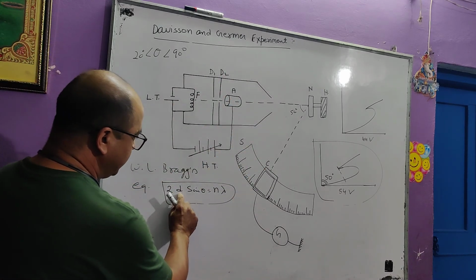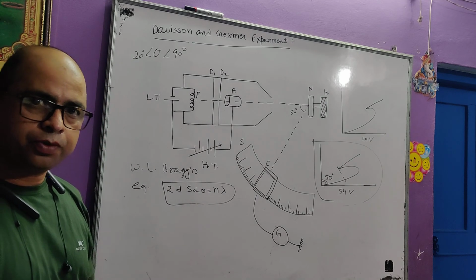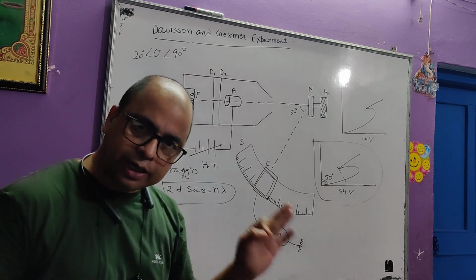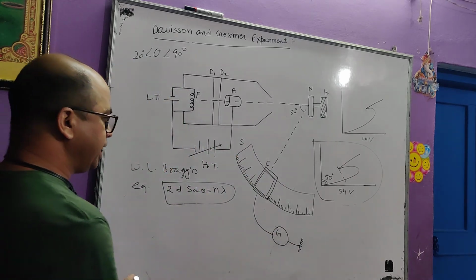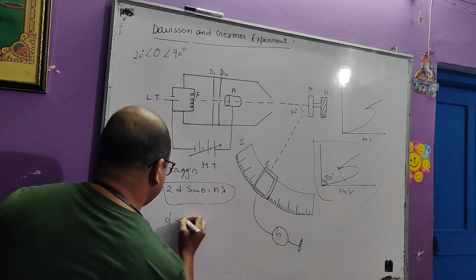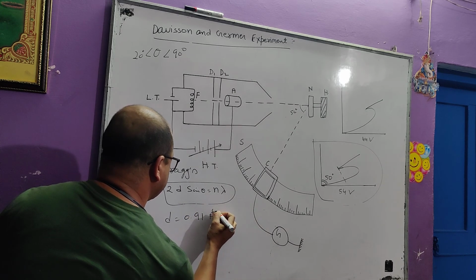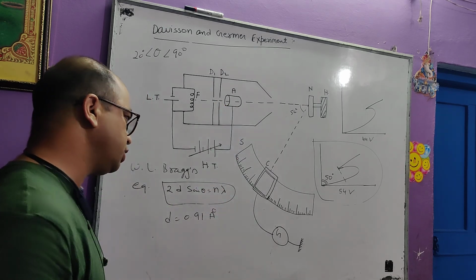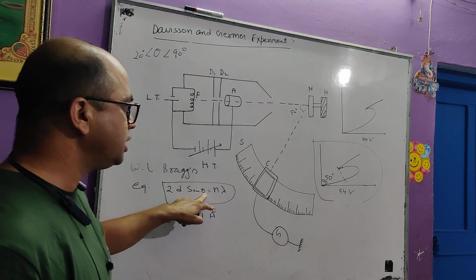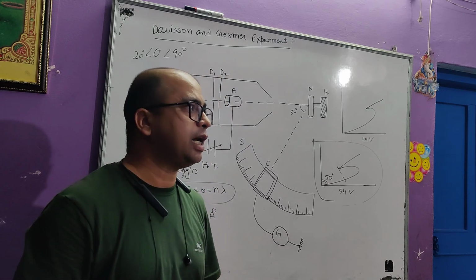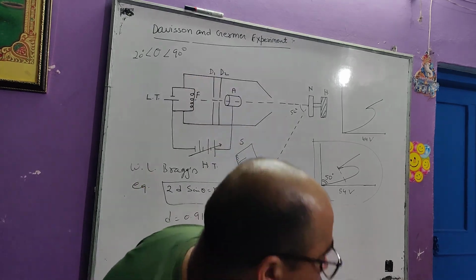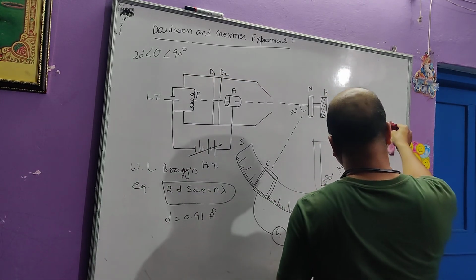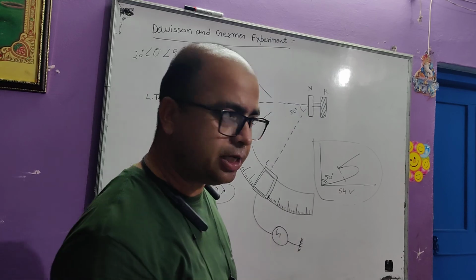In this formula, d is the interplanar spacing. For nickel crystal, the interplanar spacing d is 0.91 angstrom. And here theta is called grazing incidence, also known as mirror-like incidence.